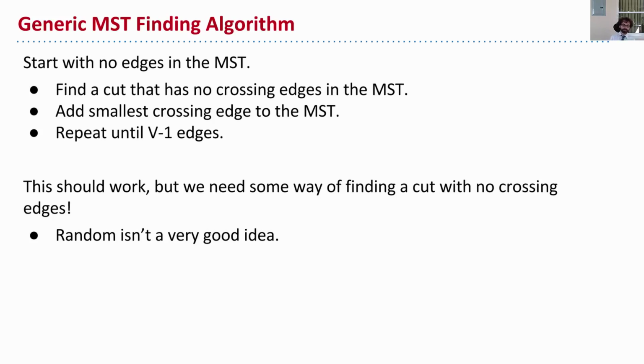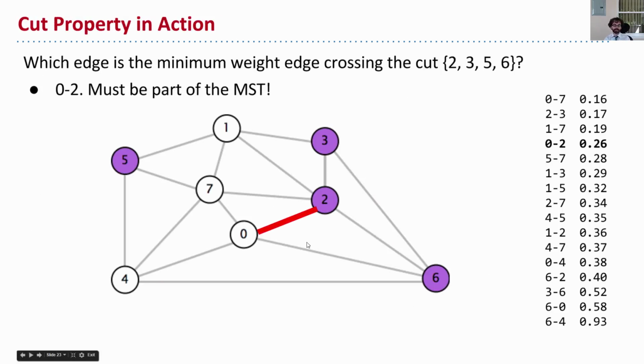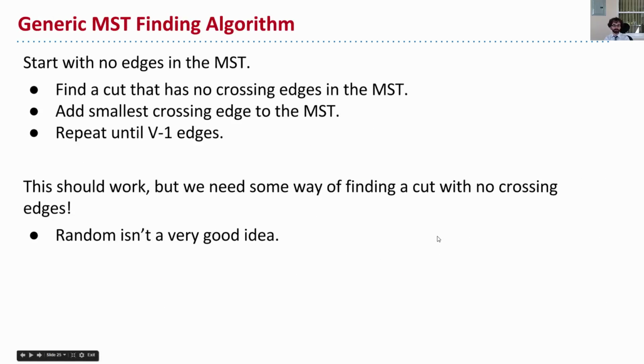And then what we'll just do is make up some cut. If that cut has no crossing edges that are part of the minimum spanning tree, then we can add the smallest crossing edge to that tree, and then just repeat that process over and over. So in other words, I might take a graph like this, color some of the vertices white, some of them purple randomly, add an edge, and just keep repeating that process over and over until I finally get a tree, and that will be the minimum spanning tree.